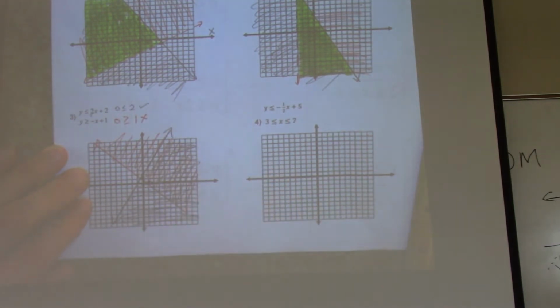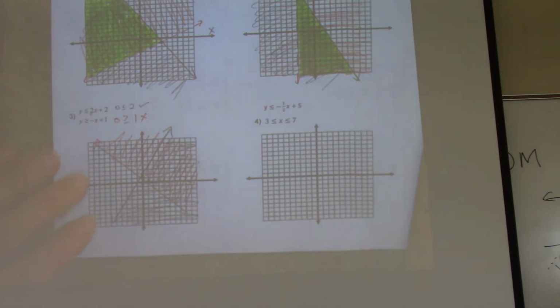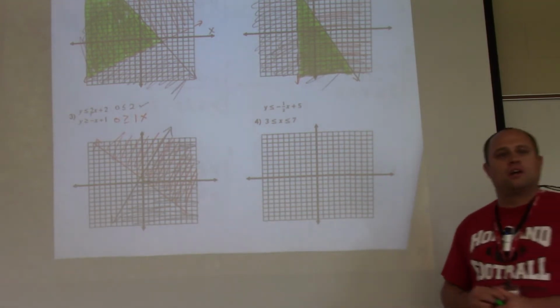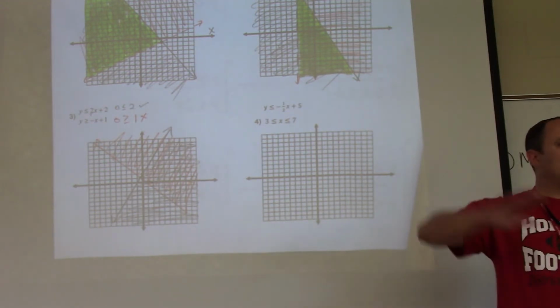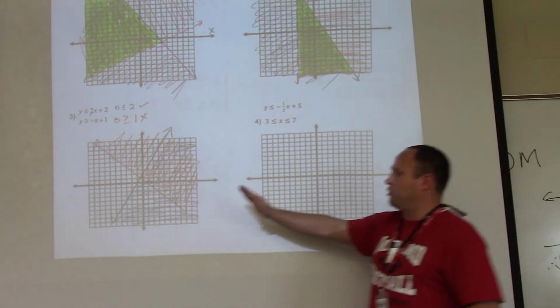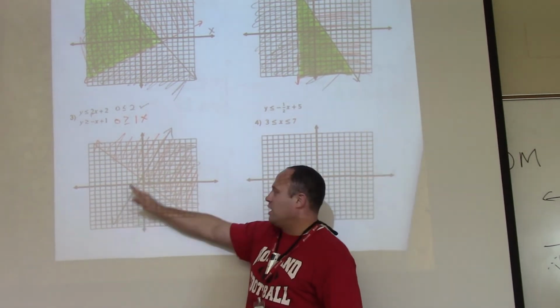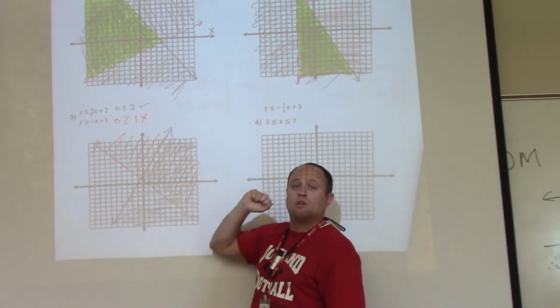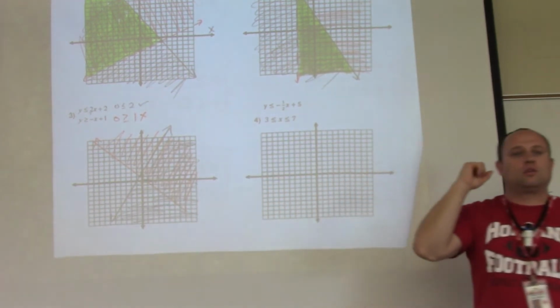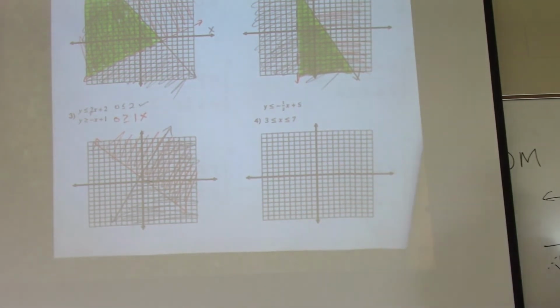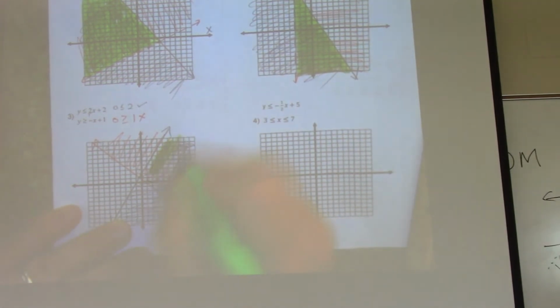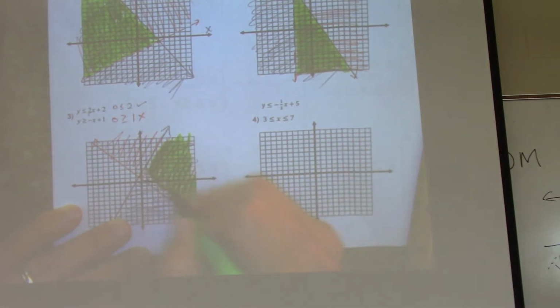Go ahead. I'm confused. In terms of where? So you like flip it? Yeah, I guess if you want to think like that, what I want you to think is if it's true, we shade towards the origin. If it's not true, we can't have the origin in it, we shade away from the origin. So from this line, instead of shading towards 0, I shaded away from 0. So if it's not what it says it is, you do the opposite. Yep, okay.